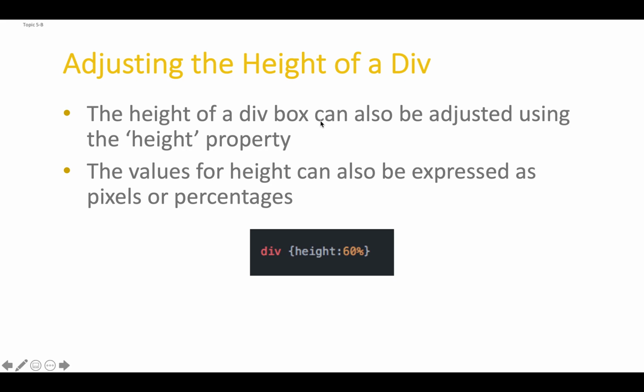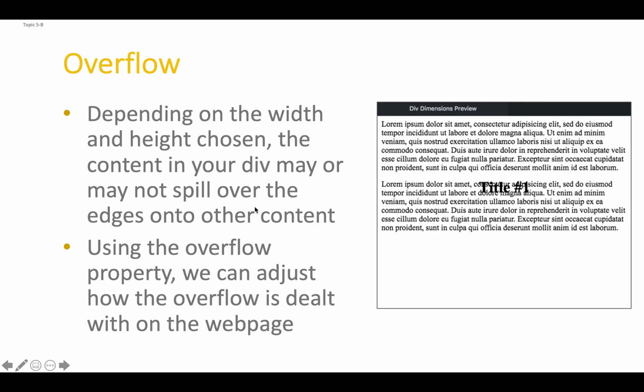The height of a div box can also be adjusted by using the height property. The values for height can also be expressed as pixels or percentages. And then overflow, depending on the width and height chosen, the content in your div may or may not spill over the edges onto other content. Using the overflow property, we can adjust how the overflow is dealt with on the web page.